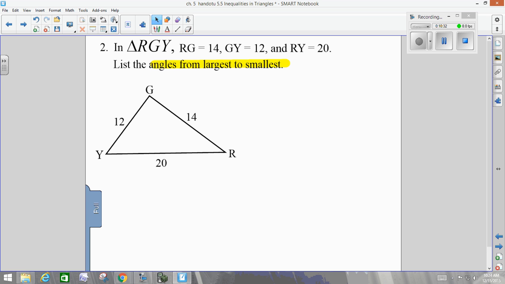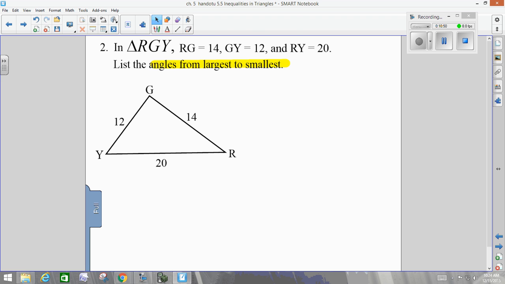This is using Theorem 5.10 and 5.11 smashed together, what I had you write in the margin, which you guys should have written: the biggest angle is opposite the longest side, and the smallest angle is always across from the shortest side. So I'm listing the angles from largest to smallest.